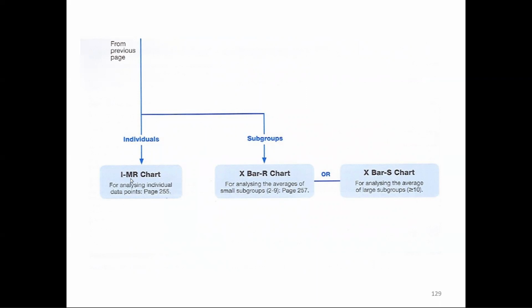This I-MR stands for individuals and moving range. X bar and R is X bar and range, and this is X bar and S for standard deviation. We'll talk more about what those represent as we go forward.